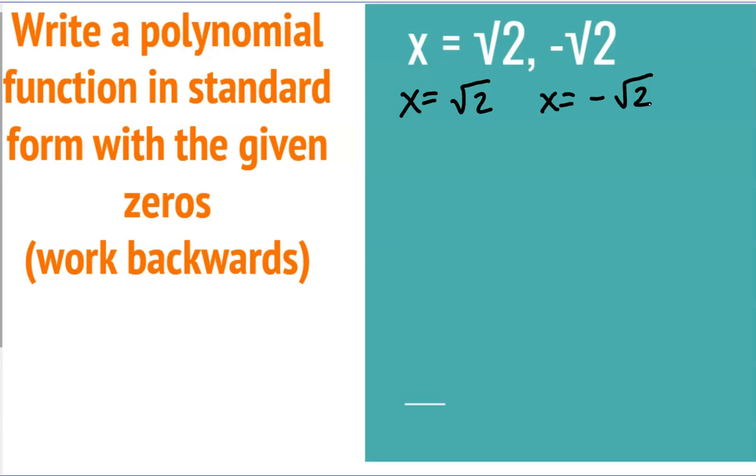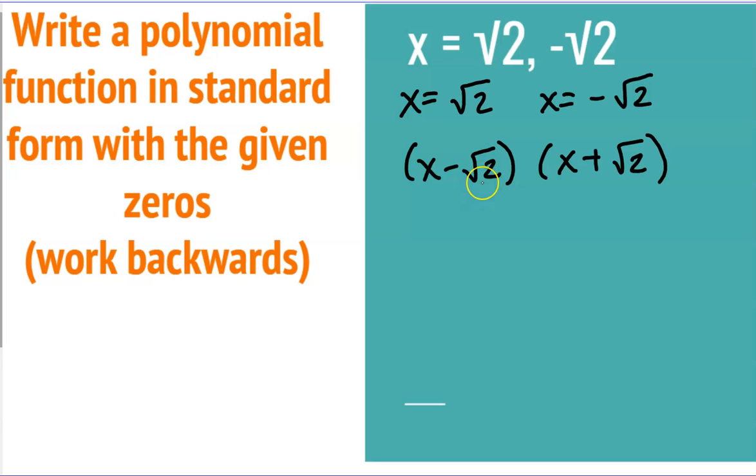From here, bring my roots back to my x's to make my factors. So I'm going to subtract the square root of 2. This becomes x minus the square root of 2. Here I'm going to add it back over, so it becomes x plus the square root of 2. All right, same thing. Don't be scared of the square root. Work through it the same way.